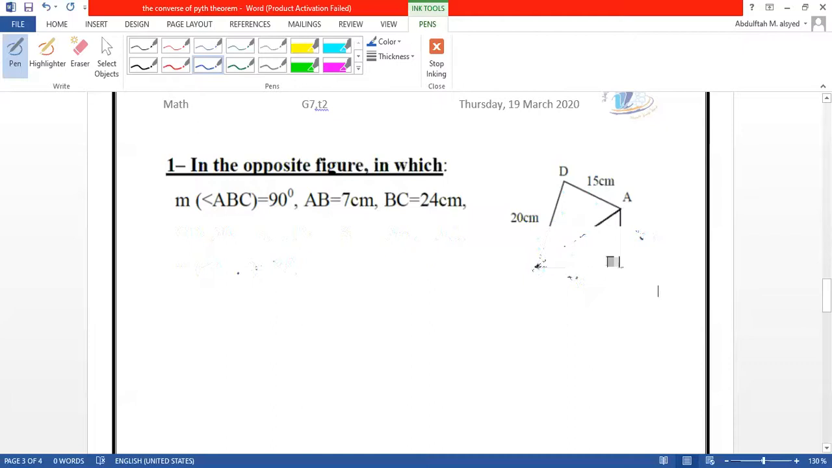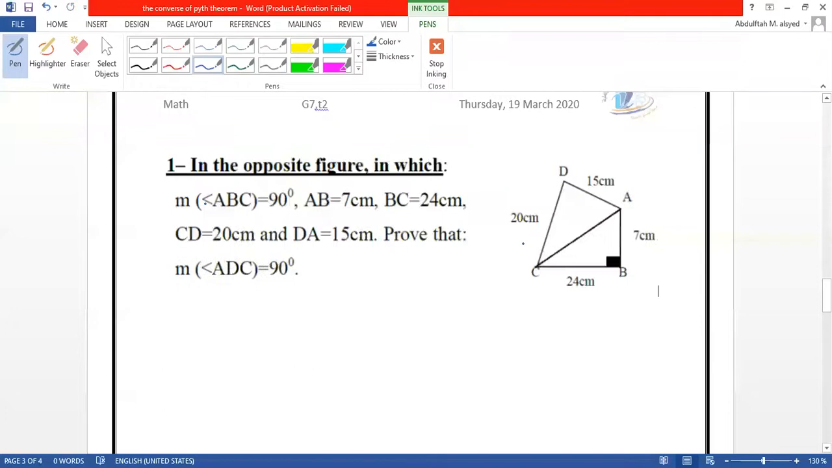Look, prove that the measure of the angle ADC equals 90 degrees. يعني عايز تجيب كميات 90 degrees. Prove this angle is 90 degrees.